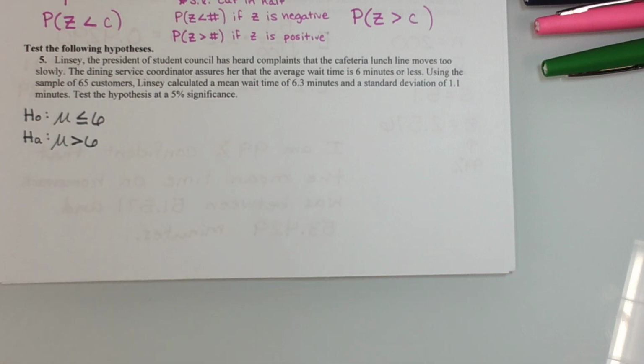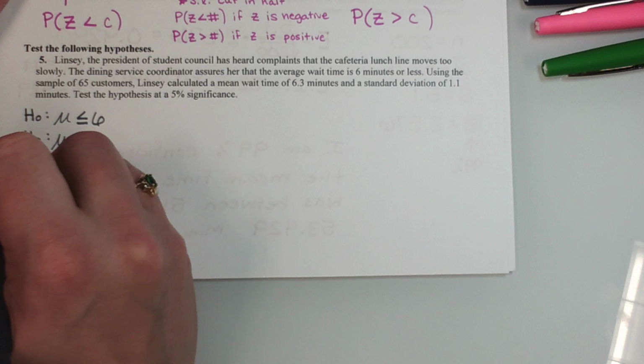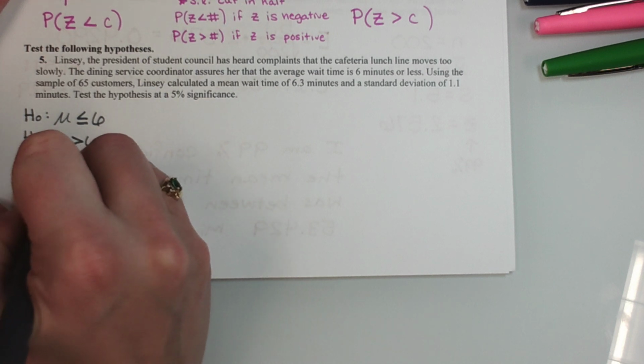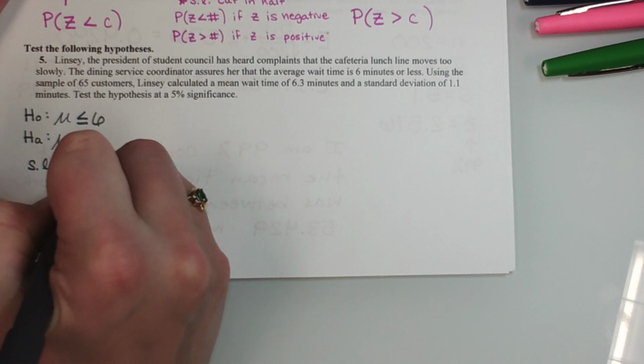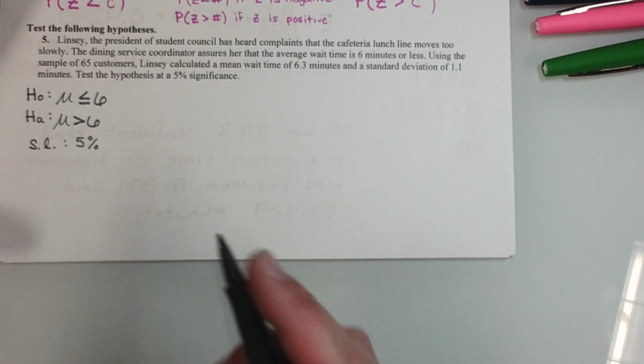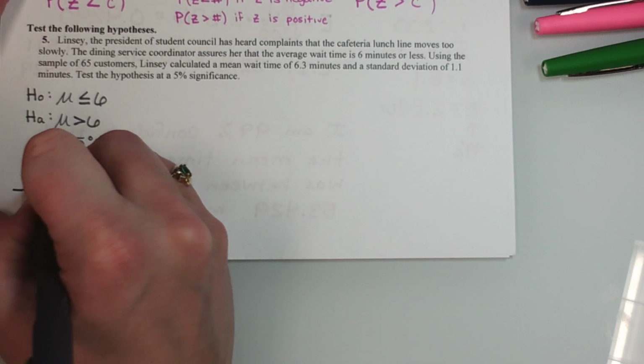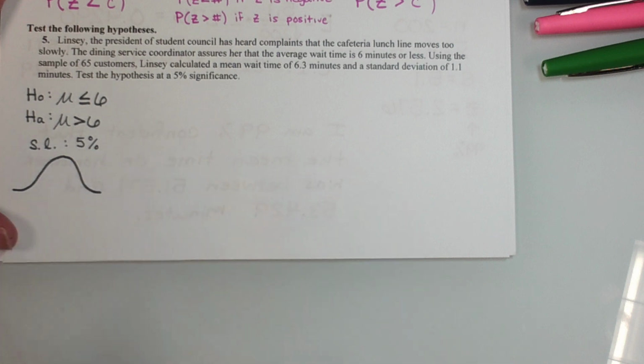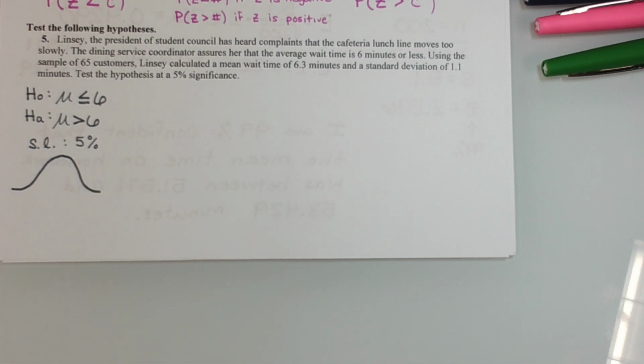Step 2 says choose a significance level and make the bell curve. The significance level is chosen for us. In this case, it is 5%. In other words, Lindsay has to show that the probability of her getting this data is less than a 5% chance of happening. Draw a little bell curve that goes with it.